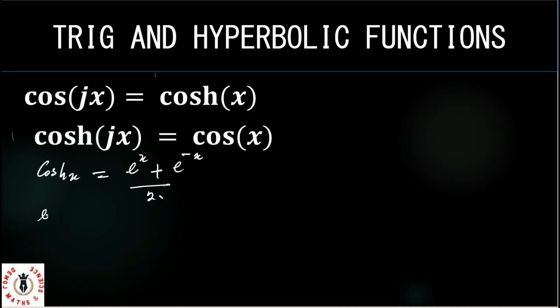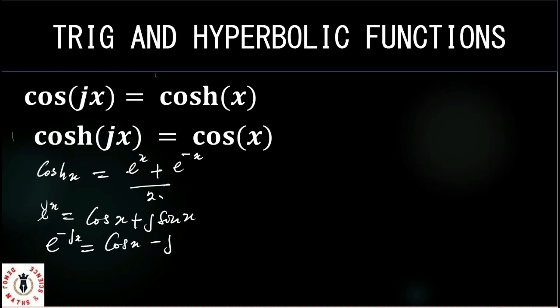Also, e raised to the power of jx is the same thing as the cos of x plus j sine of x. And e raised to the power of minus jx is the same thing as cos x minus j sine x. Let's call this equation 1 and let's call this equation 2.